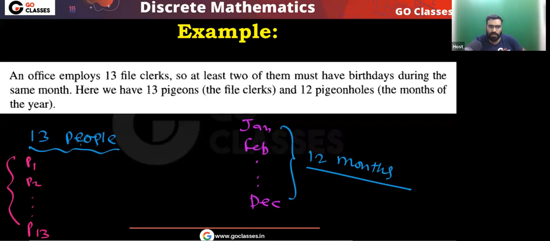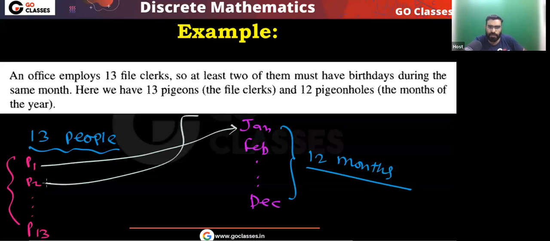Can you prevent this from happening? Let's try to prevent it. Let's make sure that no 2 people have birthday in the same month. If you make sure, for example, that P1 has birthday in January, can P2 have birthday in January?